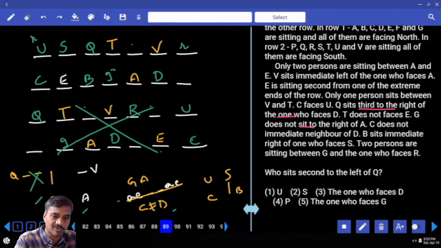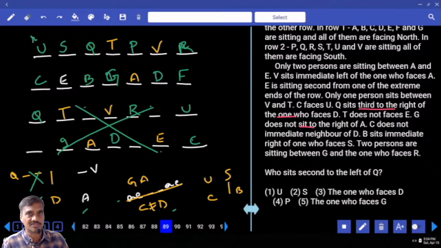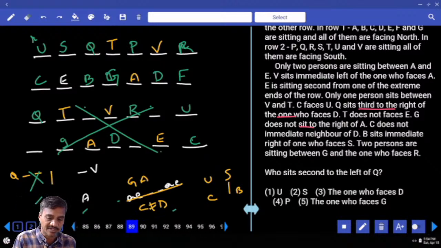Hence what is the only possibility we have? G is here, R is here. Now in the above, who is the person left over? P. Now here D, F is the person left over. Now this is about question numbers 89 to 93.